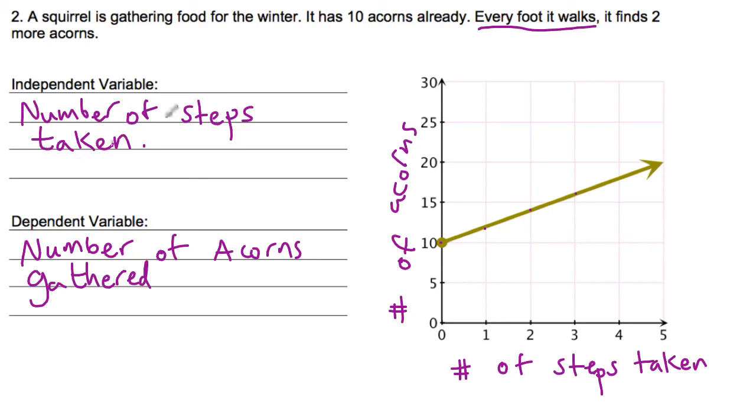So that's the idea. Just notice that all of these are quantities. It's basically always going to be number of something because we're working with quantities.